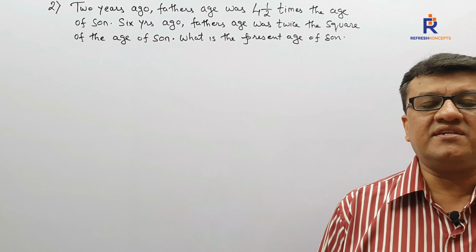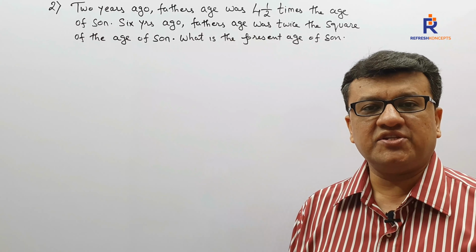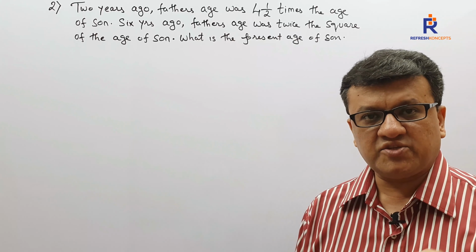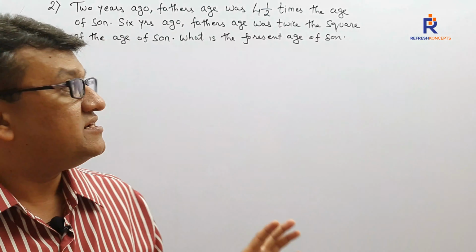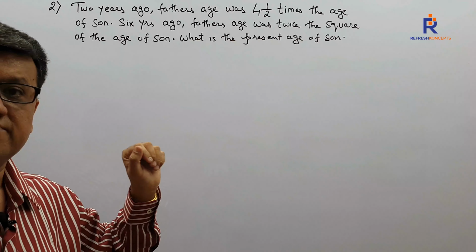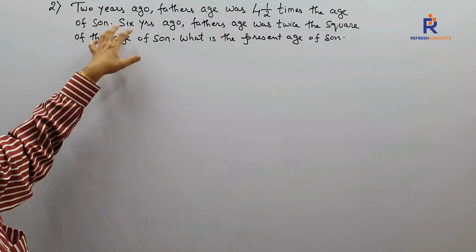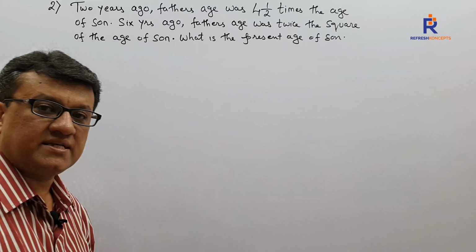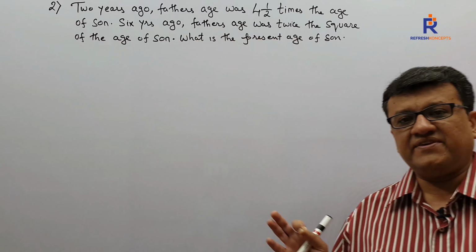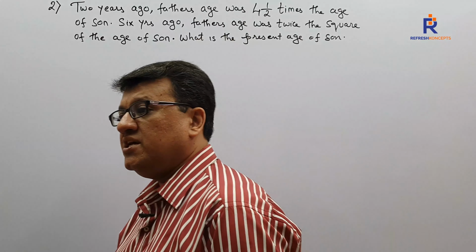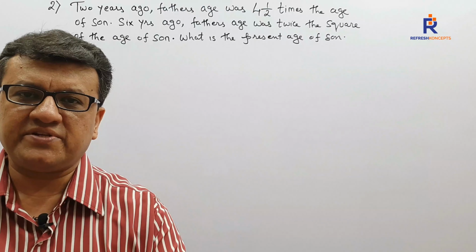Now, what is interesting in this particular sum is that nowhere is the present condition mentioned. That's the point where we have to stay focused. They are talking about 2 years ago, they are talking about 6 years ago, but nowhere in the sum is there any present condition. When I have these kinds of sums, my methodology is very simple: always start with the present condition.